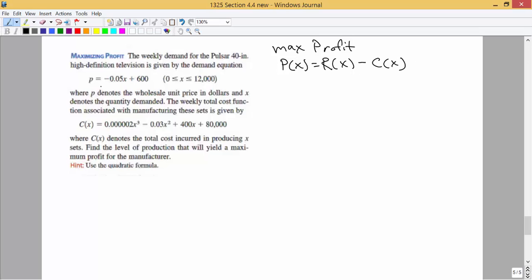And in order to find the revenue, we take the demand function, and remember that revenue is quantity times price. So we're going to multiply the demand function by x. So our revenue function would be x times negative 0.05x plus 600. So it's x times p, and that's what p equals. And we're going to distribute in the x.